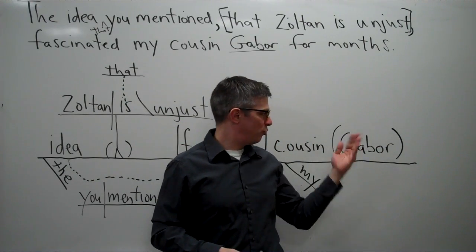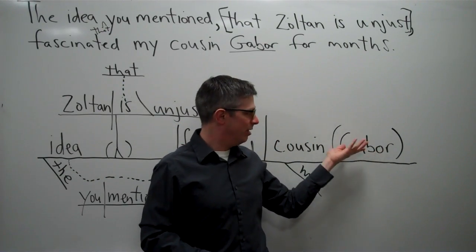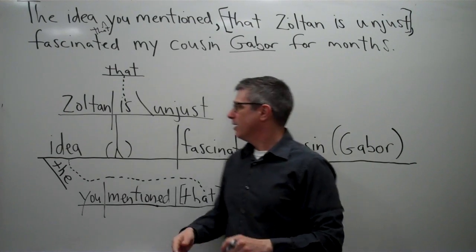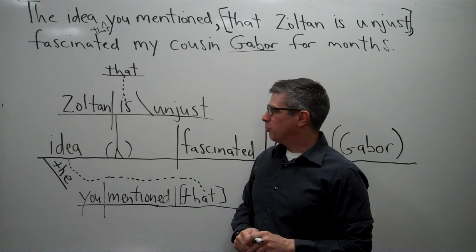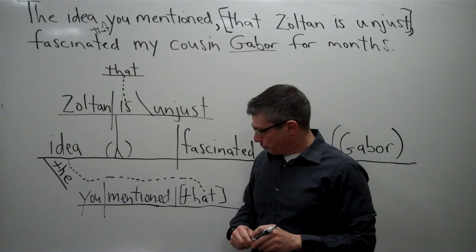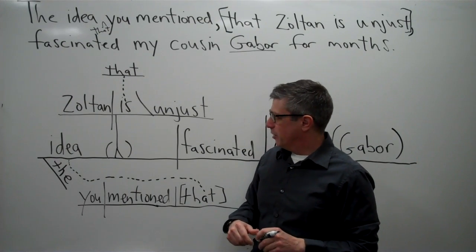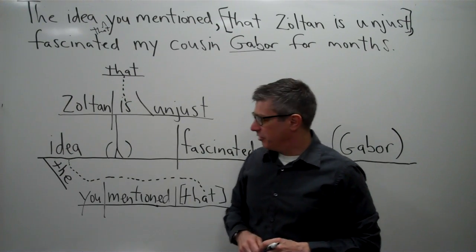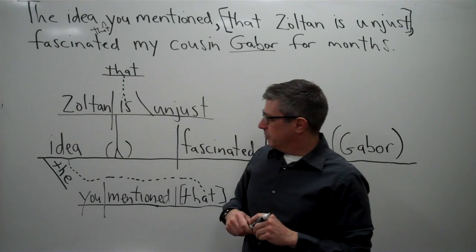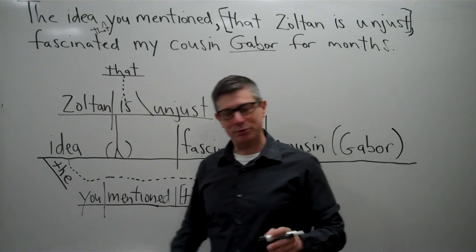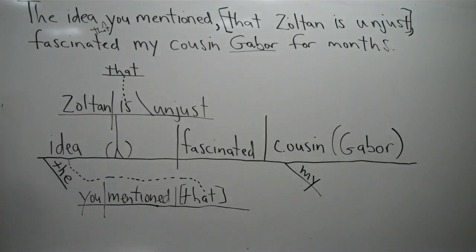There we have a sentence with two appositives. One very simple one, just the name, Gabor, and this rather more complex one, the nominal clause functioning as an appositive to idea. So I'll just stand back and show you the whole beautiful diagram.